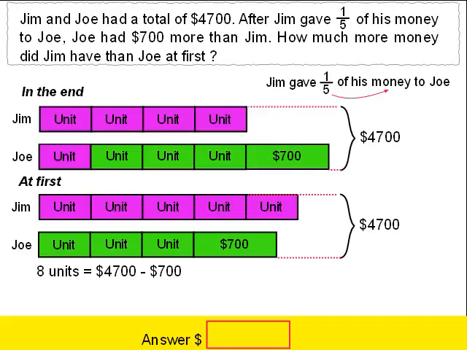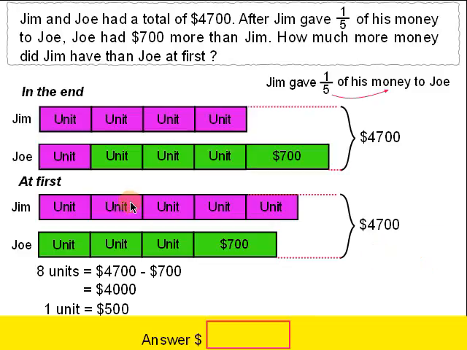Whichever model you look at, by equating the model straight away, you can tell that 8 units is equal to $4,700 minus $700, which is equal to $4,000. That's for 8 units, and therefore 1 unit will be $4,000 divided by 8. That gives us $500.